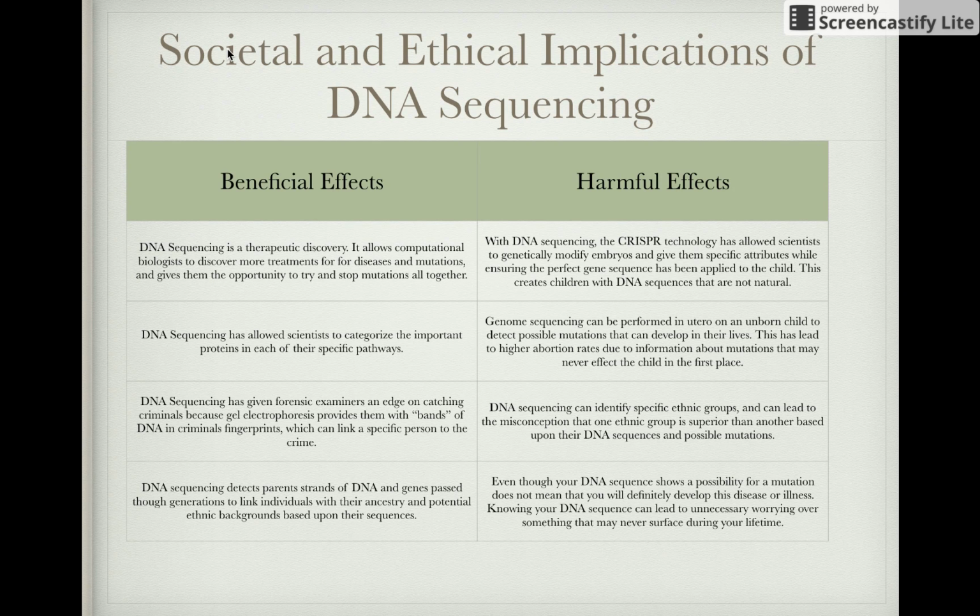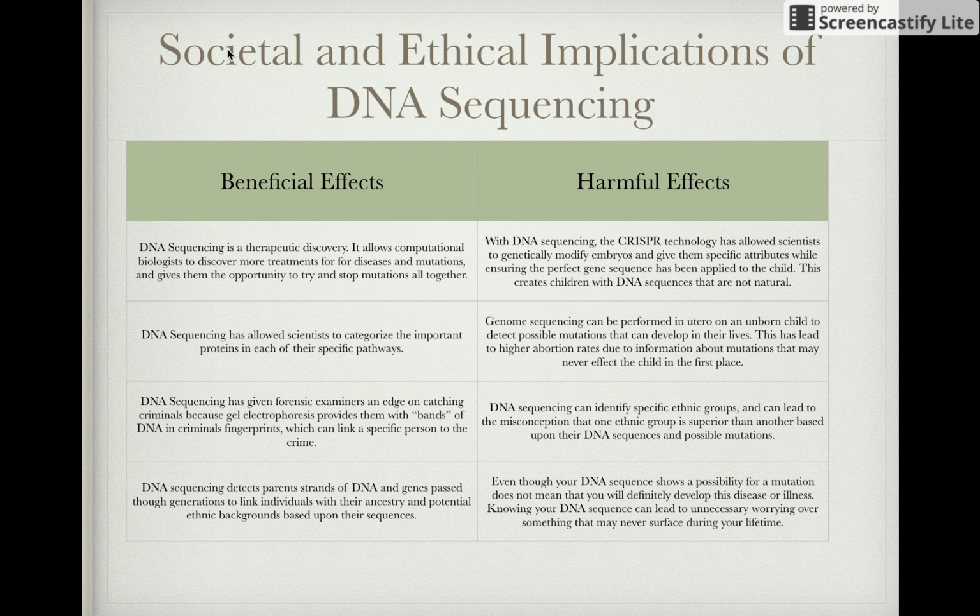So for the harmful effects, DNA sequencing is being used in the CRISPR technology, which, like I mentioned earlier, allows scientists to genetically modify embryos and give them very specific mental and physical attributes so that they are creating a perfect gene sequence for the child, which I think is very harmful because it creates children in an unnatural way and kind of makes them less immune to specific diseases, which isn't what is supposed to be happening naturally in the world.